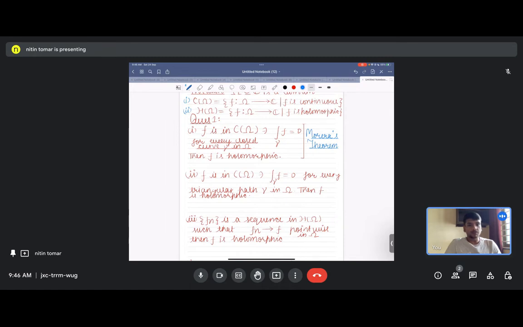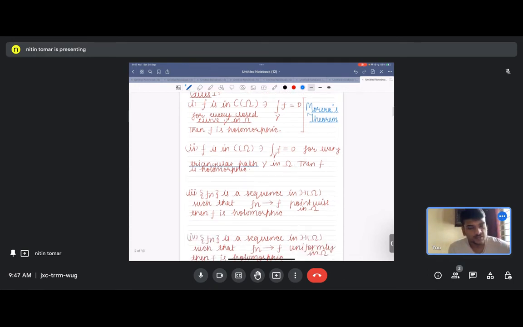And by the homotopy theorem and Morera's theorem, any triangular closed path is homotopically equivalent. So if f is in C of omega such that the integration of f over gamma is 0 for every triangular path gamma, then f is holomorphic. This is also true by Morera's theorem. So these two parts of the first question are just variants of Morera's theorem.